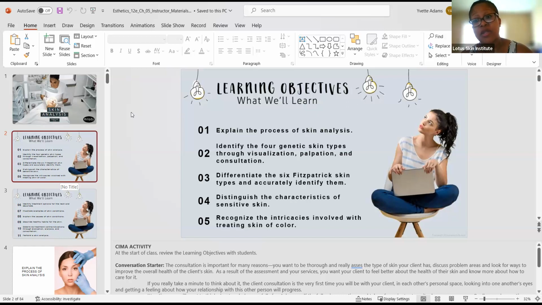There's certain skin issues that people have, and then there's people who just have sensitive skin that don't necessarily have a particular skin issue. So we'll talk about the difference between that. Recognizing the intricacies involved with treating skin of color.